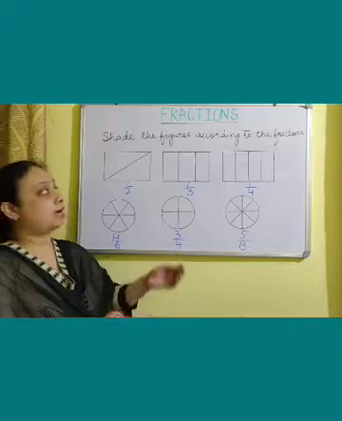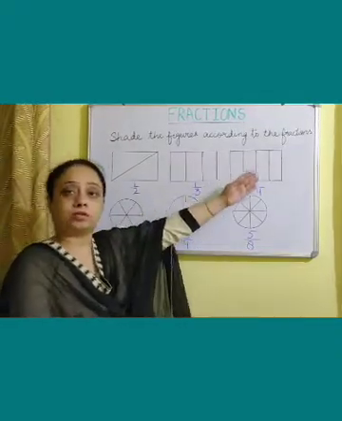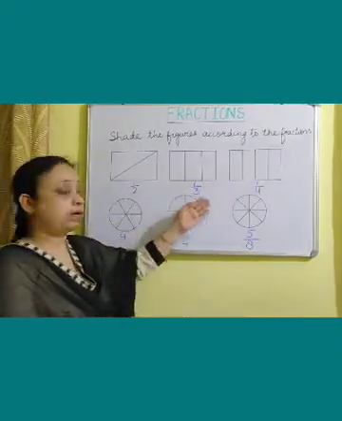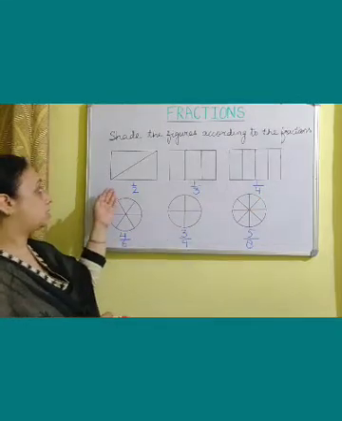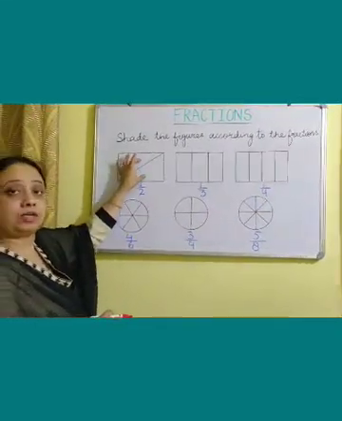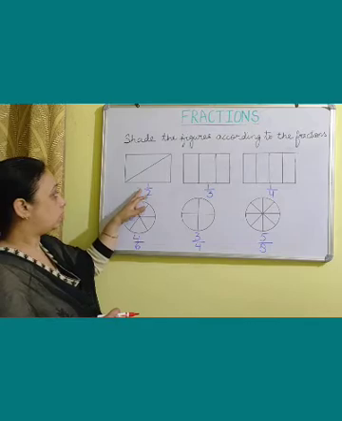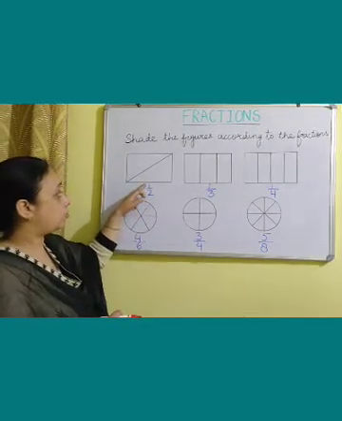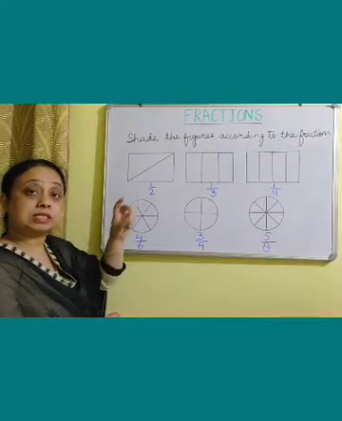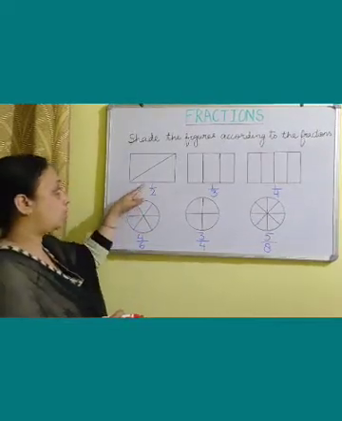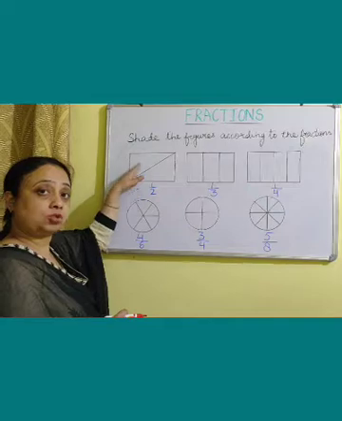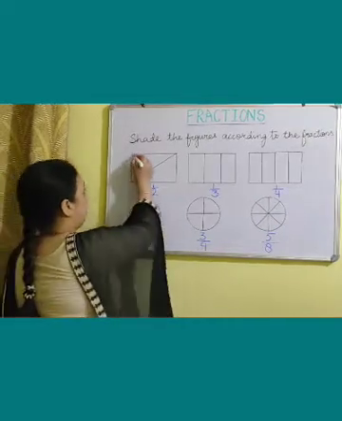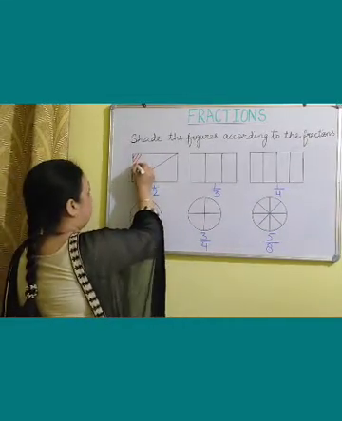Now here you have to shade the figures according to the fractions which are given below each figure. You can see that this figure is divided into 2 parts. So in the denominator we have written 2. And how many parts you have to shade? That means the parts chosen is 1. So you have to shade 1 part out of these 2 parts. So we will shade here. You can also color it.